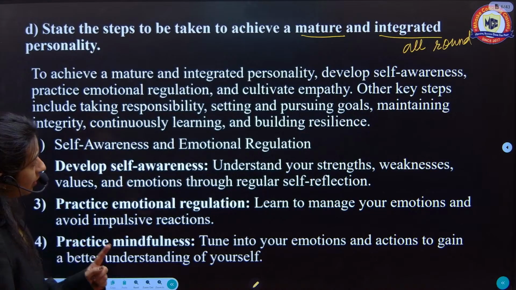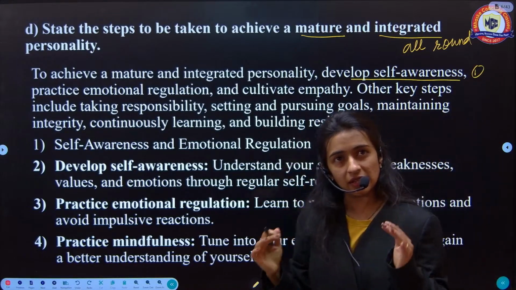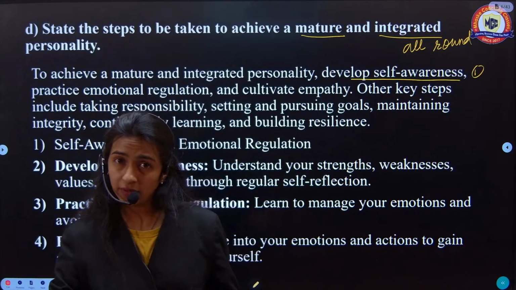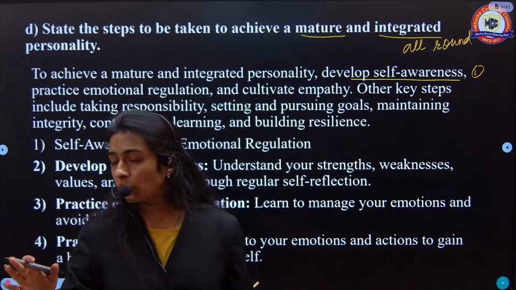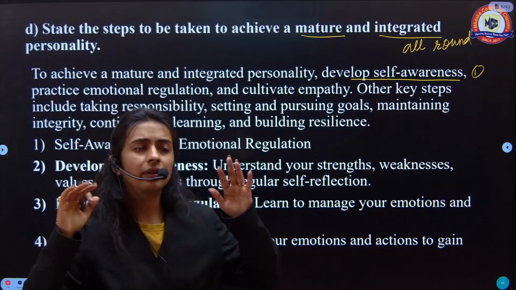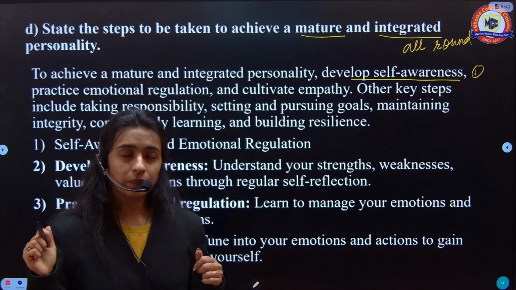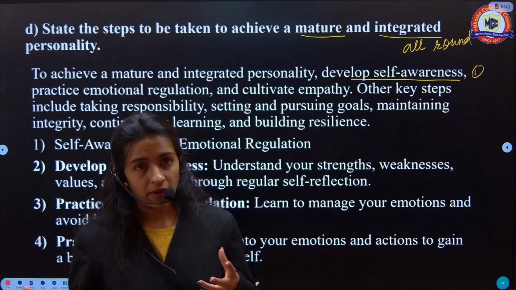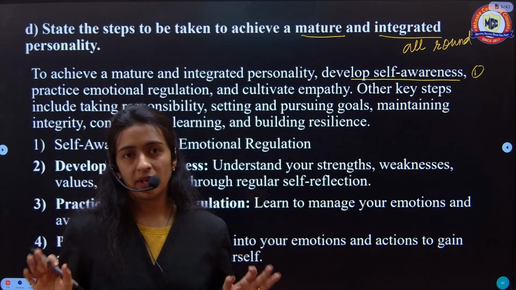So to achieve a mature and integrated personality, the first thing you need to do is develop self-awareness. What does self-awareness mean? What are the things I like? What are the things I don't like? What will I tolerate? What will I never tolerate? What are my values? What do I not respect as a value? What is my spiritual compatibility? What is not? So you have a clear idea about what triggers you and what does not trigger you at all. When you are very well aware about yourself, you know how you will behave in what situation. That is self-awareness. And when you're clear about it, then you're fully aware of your own self.